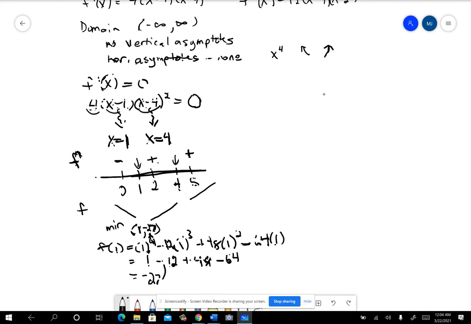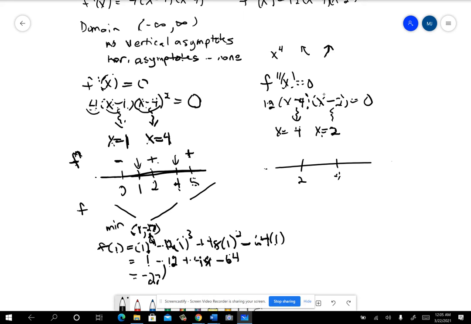All right, now we're going to look at what causes f double prime to equal 0. On that one, the second derivative was 12 times x minus 4 times x minus 2. That would equal 0 when x was 4 or when x was 2. These are the possible inflection points. I'm going to think about picking a number to the left of 2, like 1, in between 2 and 4, and then to the right.